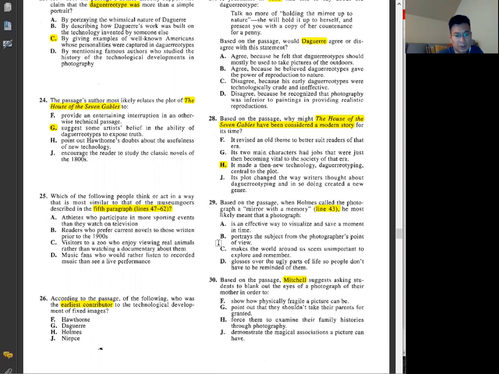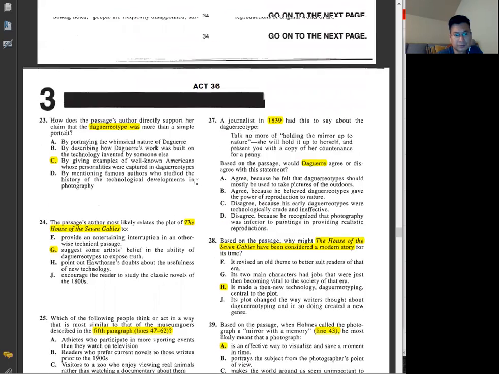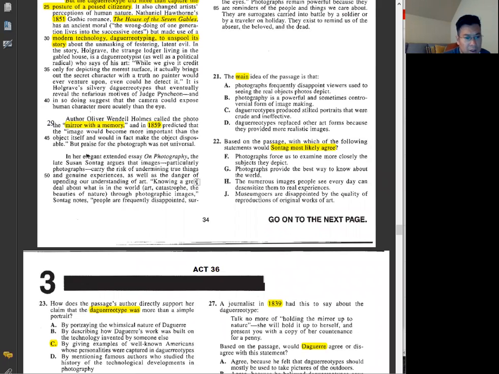So image is more important than the object itself, which is a visual thing. So which is A. And then the next paragraph says, her elegant extensive essay on photography, Susan Sontag argues, this is important now, Sontag argues that images, particularly photographs, carry the risk of undermining true things and genuine experience. Question 22, Sontag would most likely agree, as we see here, that it cannot show the depth of whatever we see. So, which is H.